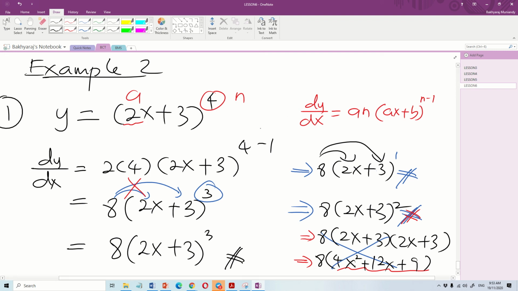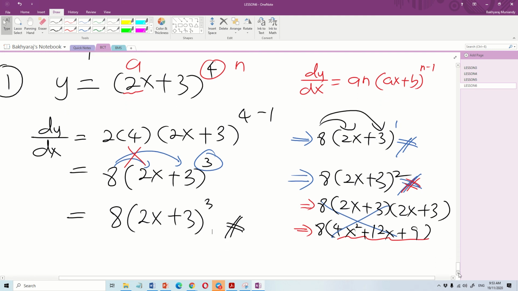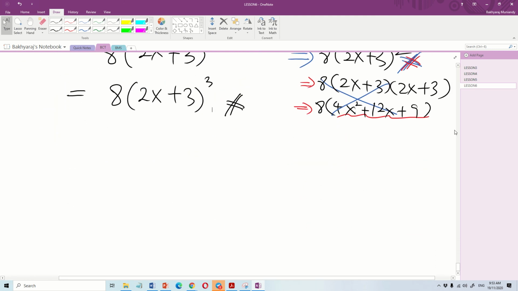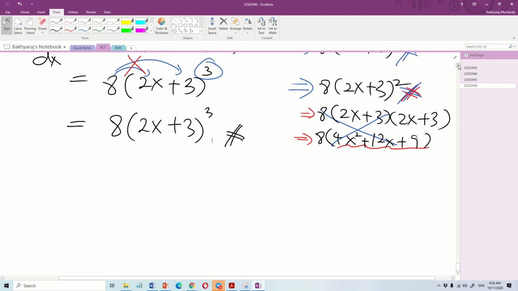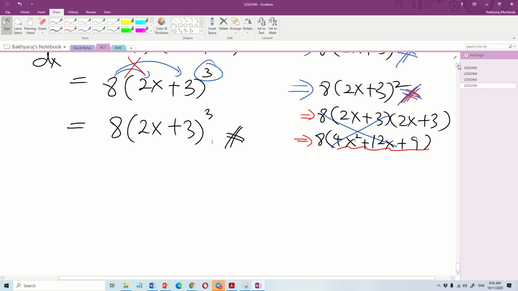Okay, next, nombor 2. Okay, number 2, y equal (5x minus 1) power of 2.